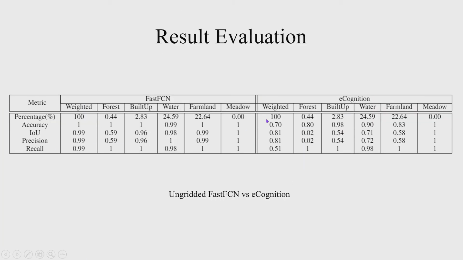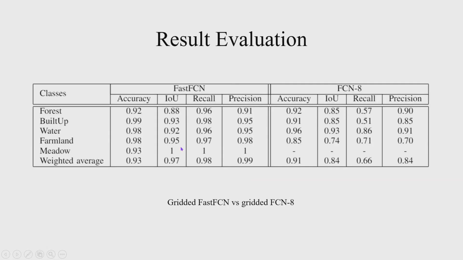Now let's see some comparison. This table represents the comparison of evaluation metrics between ungridded FastFCN and eCognition software. Here it's easily visible that even without the grid block, it outperforms eCognition by a vast margin. This table shows comparison between FastFCN and one of its competitors, FCN8. Both procedures contain the grid block in them. Values of evaluation metrics show that FastFCN also outperforms FCN8 in all the classes.